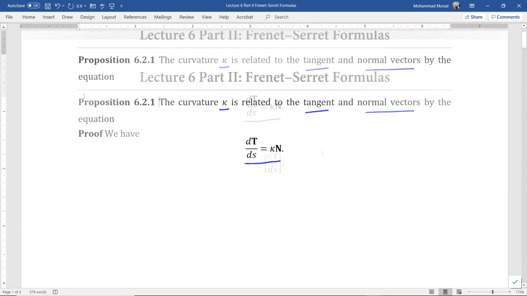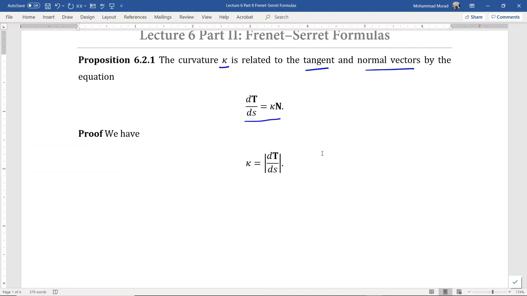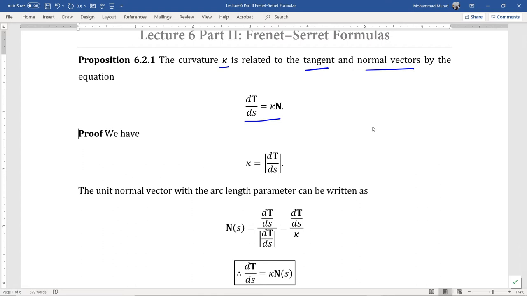Recall that the curvature kappa was defined to be equal to the magnitude of the vector dT/ds. The unit normal vector with the arc length parameter can be written as, so the unit normal vector equals dT/ds, the vector, over its magnitude. Now we can use the definition of the curvature kappa. So the equation now gives the formula written in the box. This completes the proof.